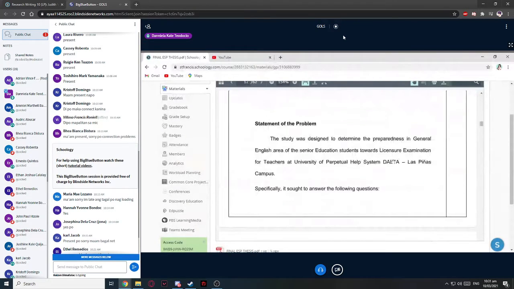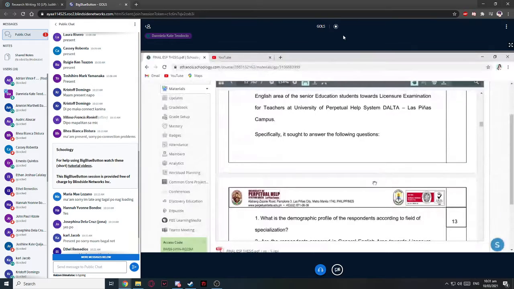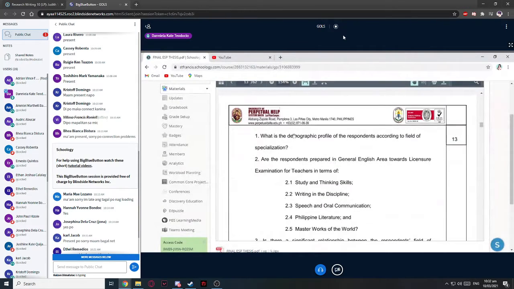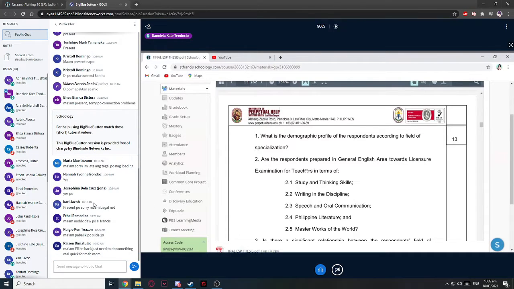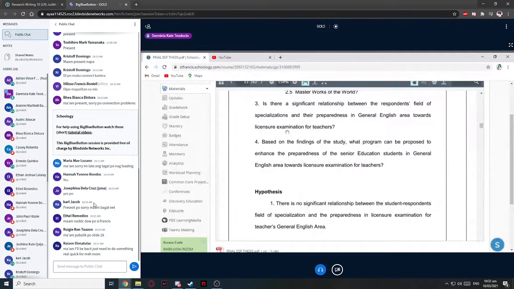Now, in the statement of the problem, take note, ang una natin ay demographic profile of the respondents. Ang sunod natin, are the respondents prepared in general English area towards licensure examination for teachers? Ang third question natin, is there a significant relationship between the respondents' field of specialization and their preparedness in English area towards licensure examination?